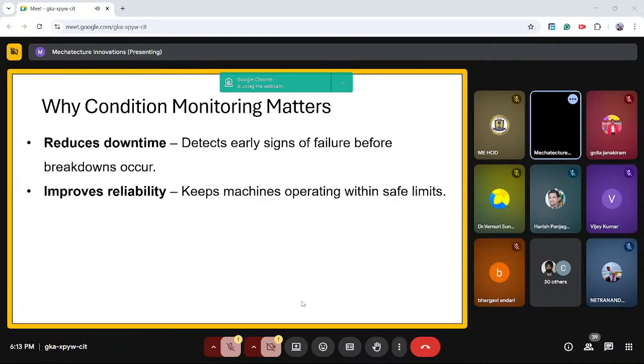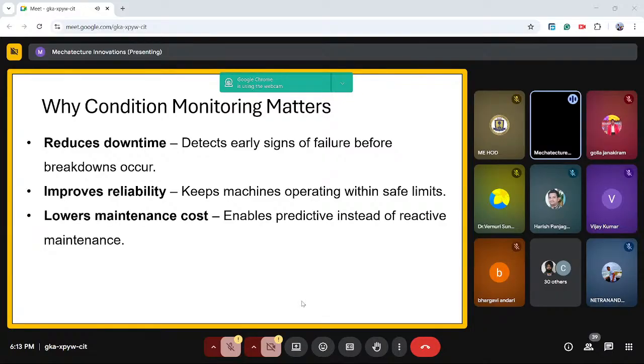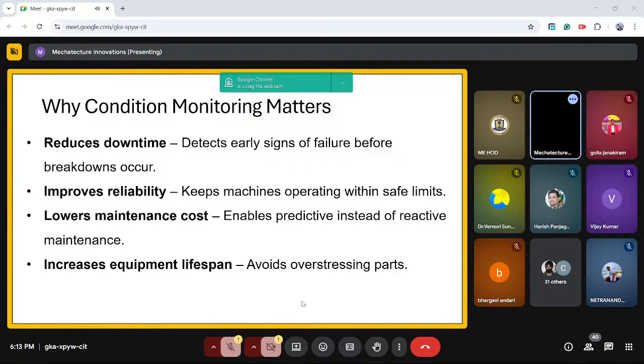And lower maintenance cost. Why is it lower maintenance cost? Because the problem is getting solved even at the smallest possible stage. Since it is easy to solve a small problem, maintenance cost is low, and since I am able to take care of the machine, the life of the machine increases, which finally enhances the safety by preventing any catastrophic failure.